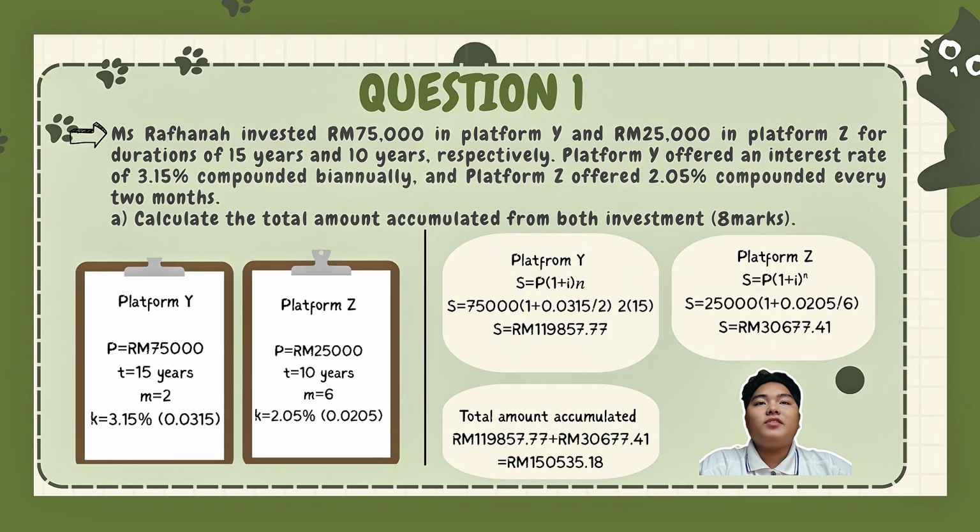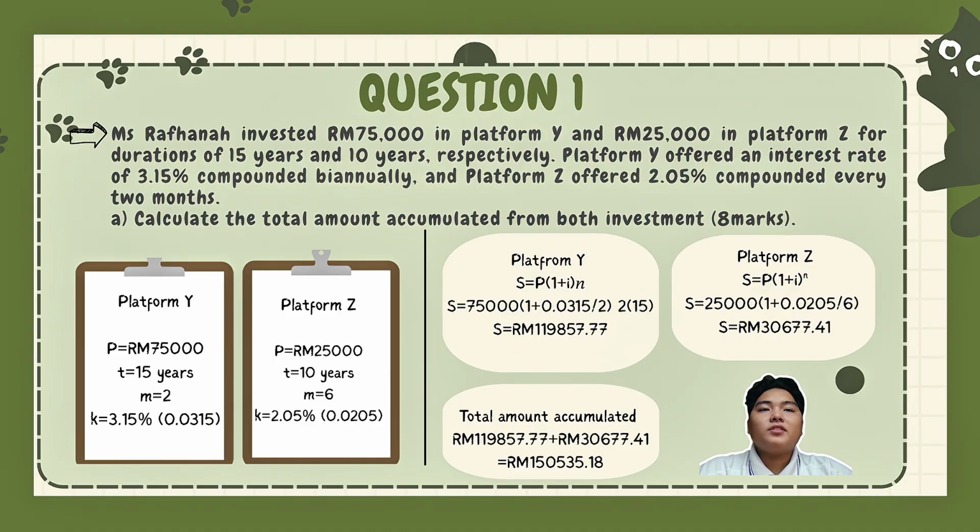Question 1. The question said Miss Rafhana invested 75,000 ringgit in platform Y and 25,000 ringgit in platform Z for a duration of 15 years and 10 years respectively. Platform Y offered an interest rate of 3.15% compounded biannually, and platform Z offered 2.05% compounded every 2 months. From the slide, we can see platform Y, P is 75,000 ringgit, T is 15 years, M is 2, and K is 3.15%. Then for platform Z, P is 25,000 ringgit, T is 10 years, M is 6, and K is 2.05%. So the question asks to calculate the total amount accumulated from both investments.